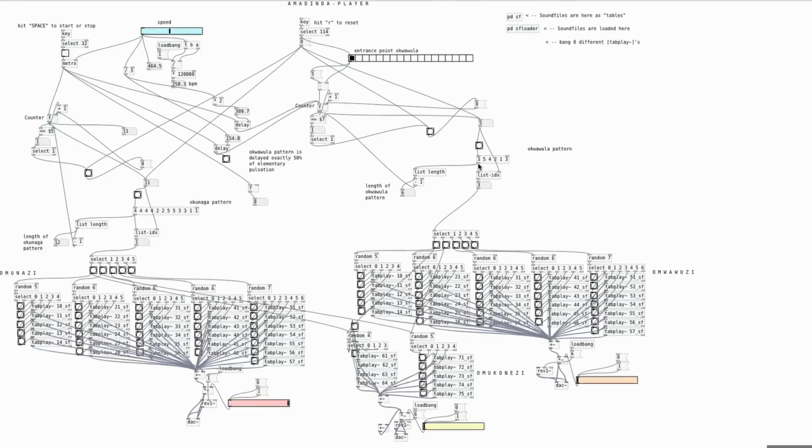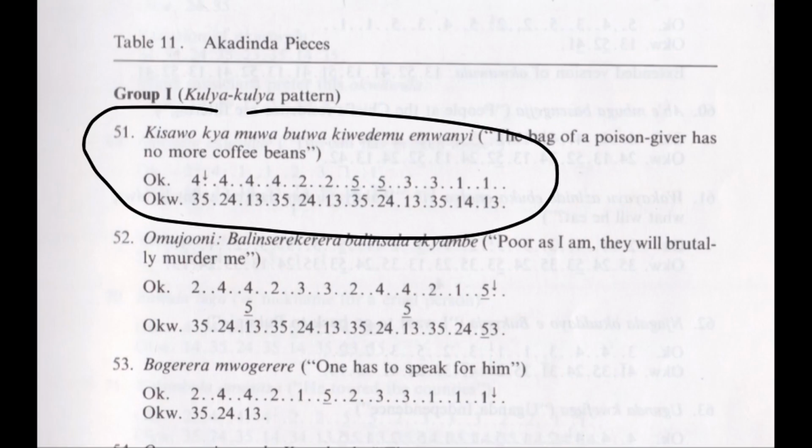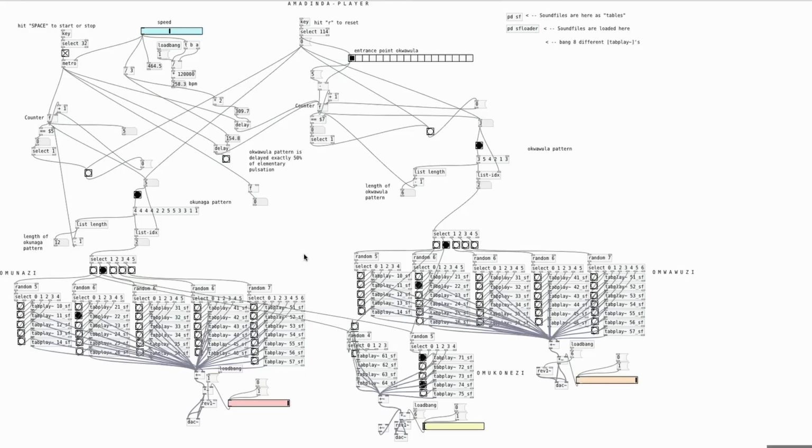And these notes are going to fall in between, so 4 3 5 4 and so on. Let's listen to that. Speed up a little bit.